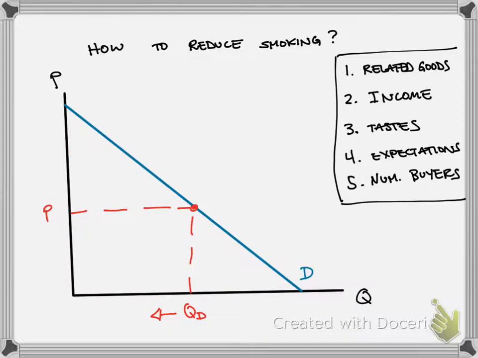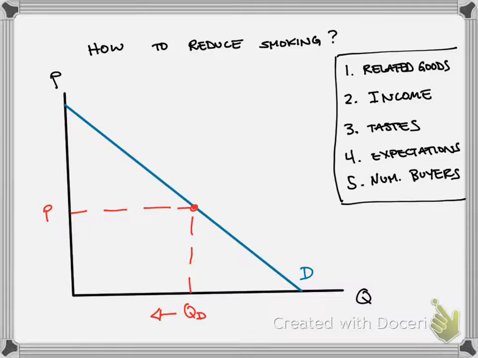Okay, so the first is the price of related goods. If we can find complements, we want to raise the price of complements. So what's a complement to smoking? Well, you might think lighters or matches. Let's make lighters and matches more expensive, and that would cause the demand for cigarettes to decrease. But are they really that closely related? And are there a lot of other substitutes to light things on fire? There may be. And so that's a policy we haven't really focused on with smoking, is related goods.